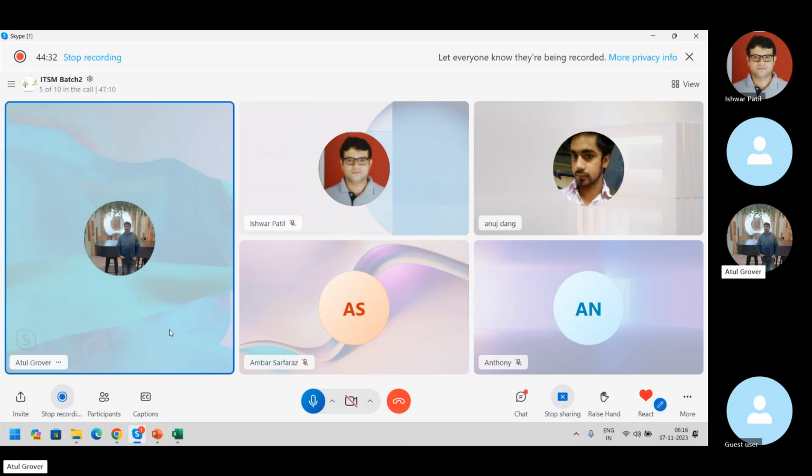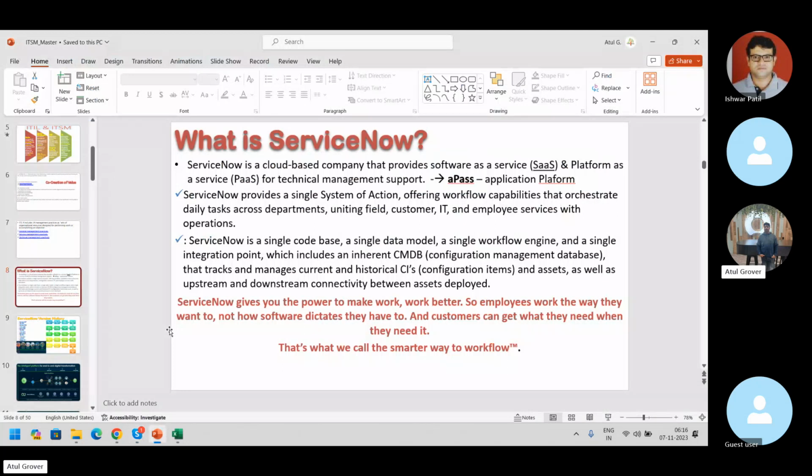So why am I saying ServiceNow is a platform? Because by using ServiceNow, or by using the components of ServiceNow, you can create your own application as well, and then you can build it. Now let's understand this definition. Any question till this? No, Atul. Good.